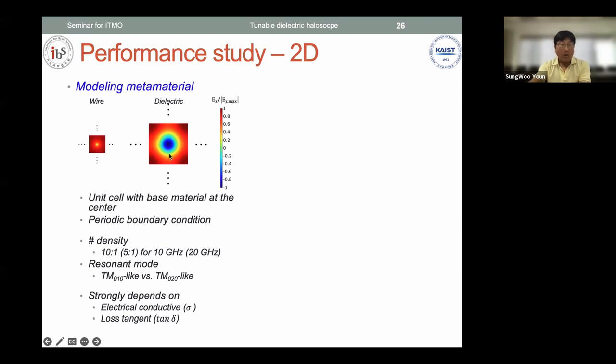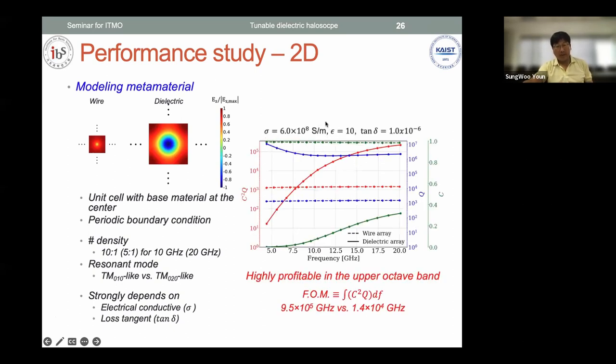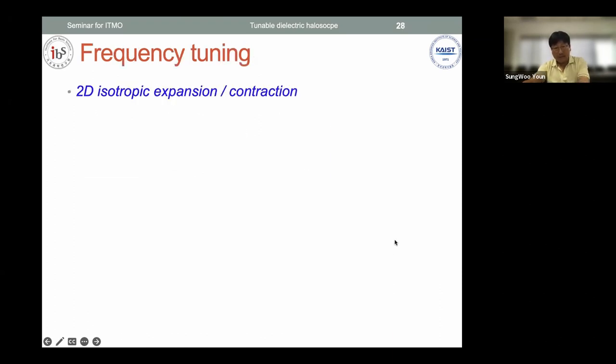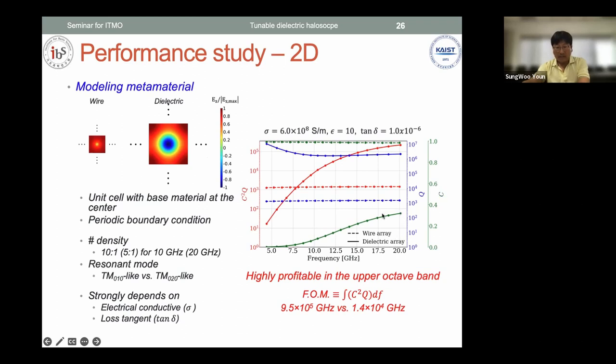In general, the quality factor is strongly dependent on the electrical conductivity, sigma, and the loss tangent. Particularly, we assume low temperature copper for the electrical conductivity, epsilon 10, and a loss tangent of 10 to the minus 6, and this is what we get. Here the blue is the quality factor and the green is the form factor, as I mentioned. The quality factor is much, much higher than this one. However, the dielectric always suffers in form factor because of the negatively oscillating component. Nonetheless, because the quality factor is large enough, the overall performance, which refers to C squared Q, is up there.